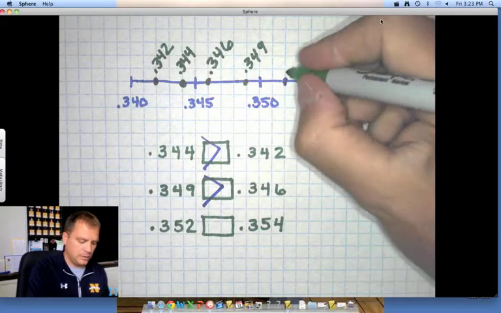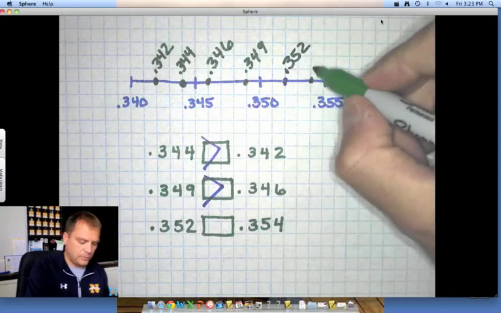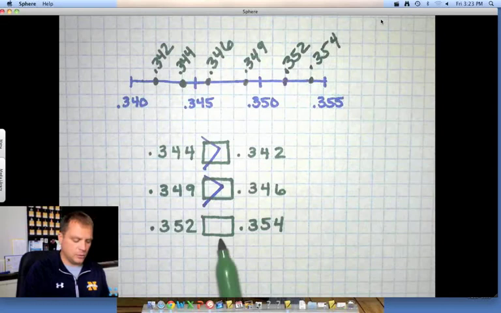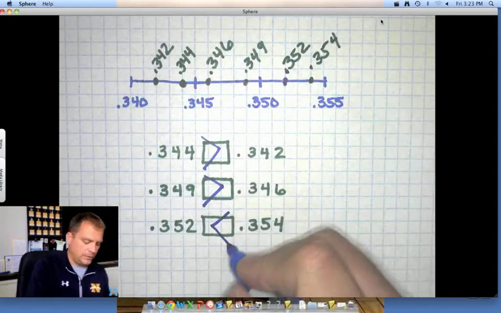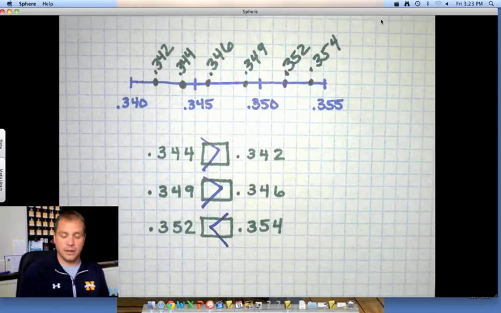Again, 0.35, 1, 2. So this is 0.352, and 0.354 would appear here. So when comparing these two, I know that 354 thousandths is greater than 352 thousandths. So that is another example of comparing decimals using a number line.